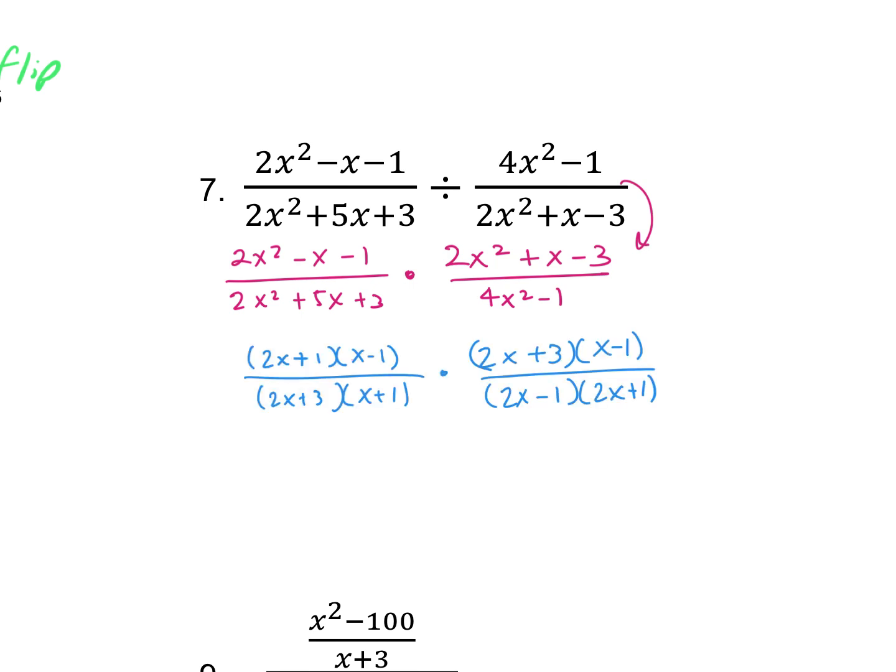Okay, so I factored this. Now I'm just going to go ahead and cancel what I can. I have a 2x plus 1 that I can do. I have a 2x plus 3. And that is all. So on top in the numerator, I have an x minus 1 times an x minus 1. Denominator, I have x plus 1 times 2x minus 1. And that's all we can do.